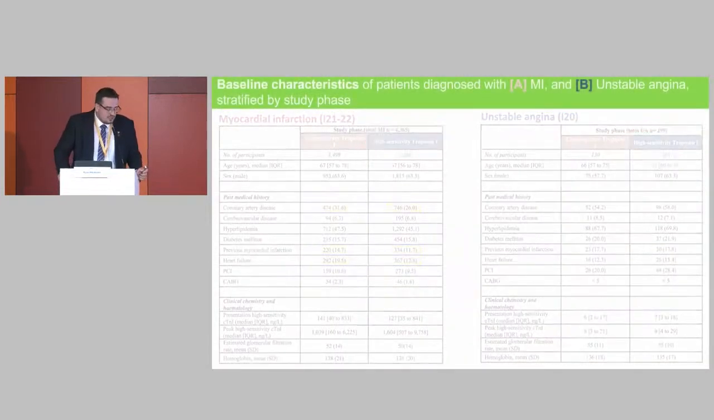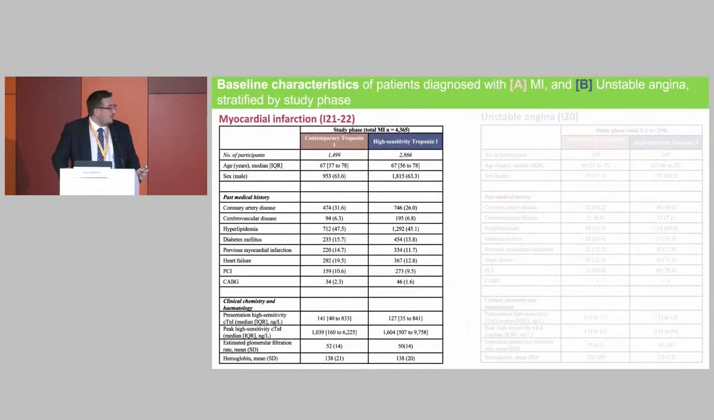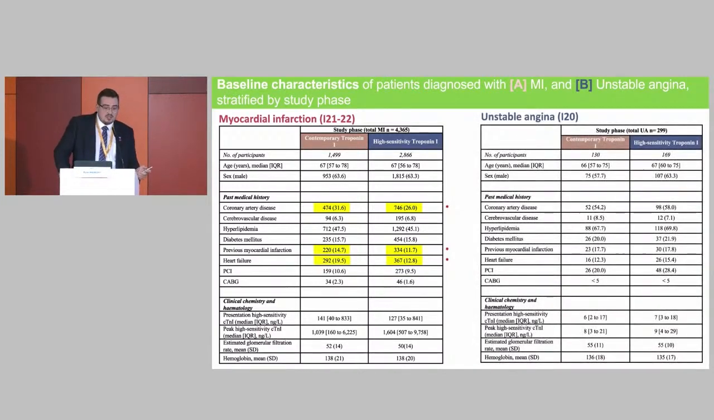But who are these patients and what are their baseline characteristics and how has this changed before and after the introduction of high sensitivity assays? Well, as you would expect, patients who have a myocardial infarction diagnosed with a high sensitivity assay are less likely to have a range of cardiovascular risk factors such as previous myocardial infarction or heart failure, suggesting that high sensitivity assays are picking up a lower risk population with MI. For unstable angina, however, the same trend isn't seen, and these populations have actually remained quite static.